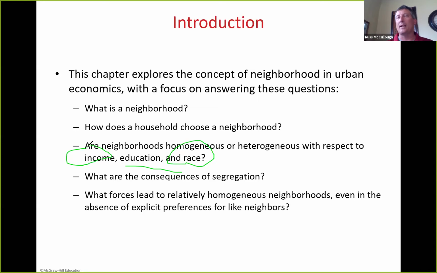And so we can have people voluntarily segregate, right? So do we see voluntary segregation where people of the same race congregate together, people of the same religion, people of similar income, education levels? So we're going to look at all that type of stuff in this chapter, and what are the forces that cause people to do that.